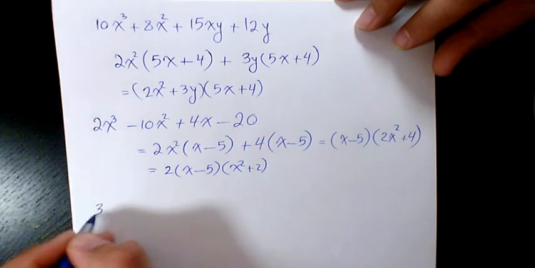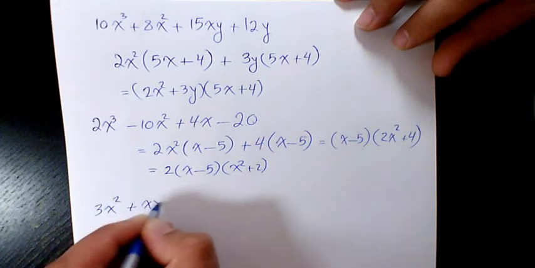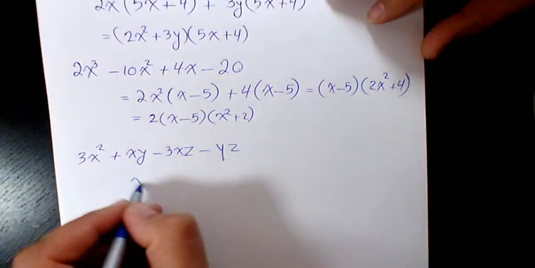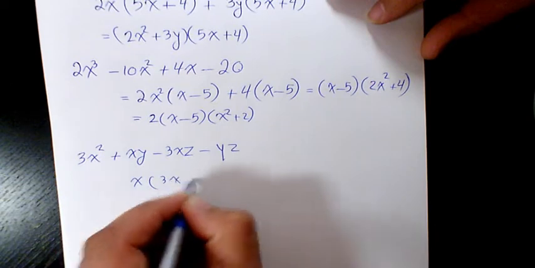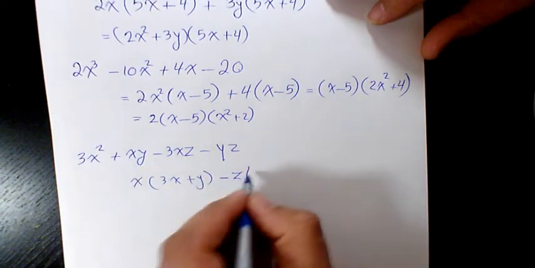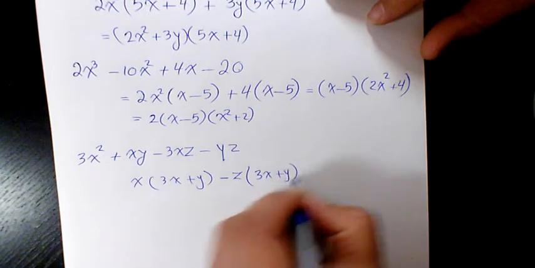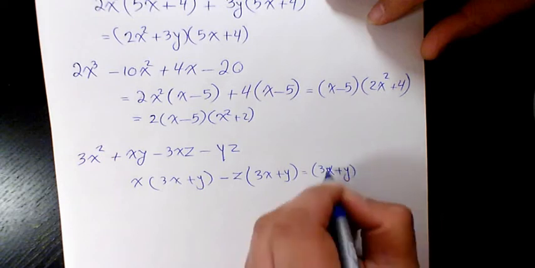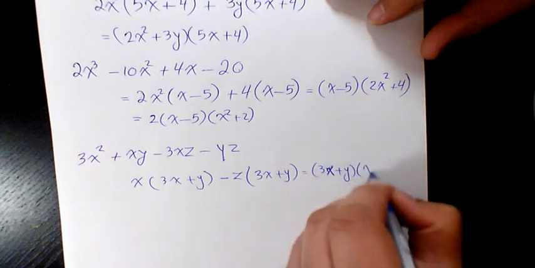Next one is 3x squared plus xy minus 3xz minus yz. You factor x in here, it's going to be 3x plus y. You factor negative z in here, it's going to make it 3x plus y. So that's going to make it 3x plus y times x minus z.